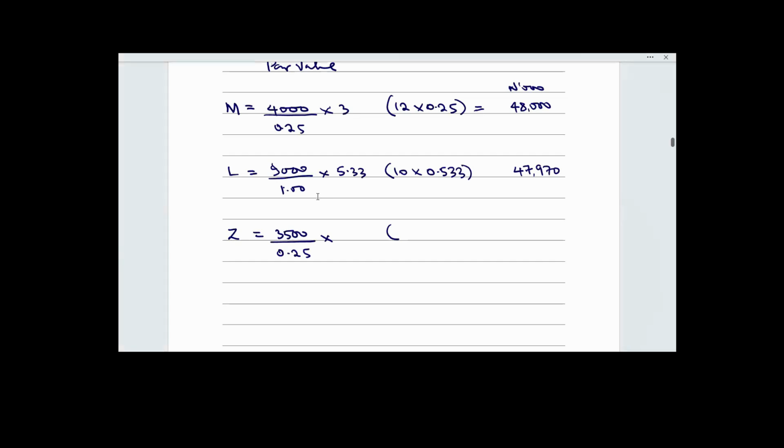So in that case, I would then come here. That's 9 multiplied by 0.381. So give it to me. 0.381 multiplied by 9 equals 3.429. Here is 3.429 multiplied by 14,000. That's 48,006.